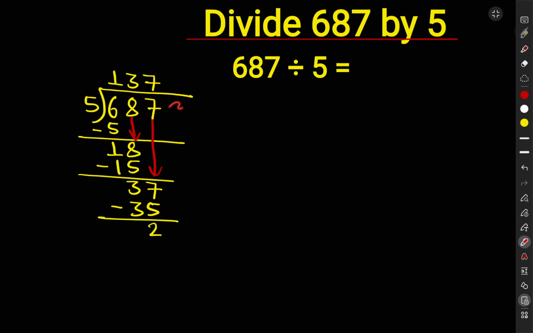So now we have no other number to put down. So we put a decimal here so that we can put a zero. So it is 20 and 5 times 4 is 20. On subtracting we get zero.